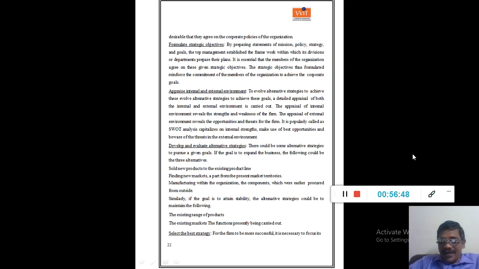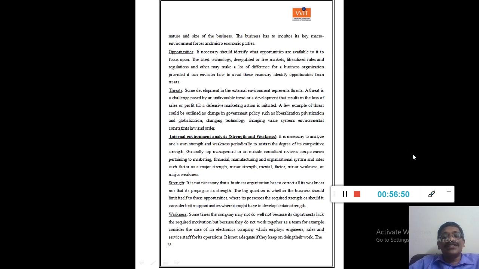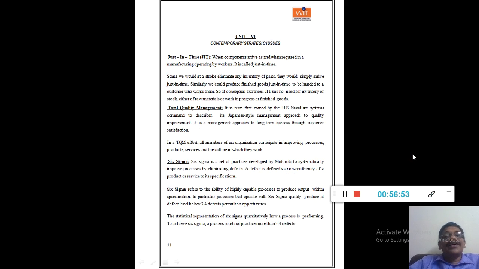And my dear students, now we'll go to unit number 6. Here contemporary strategic issues is unit number 6, and in unit number 6 you have contemporary, meaning the currently going on strategic issues. What are the currently going on strategic issues adapted by the organizations or adapted by the managements?